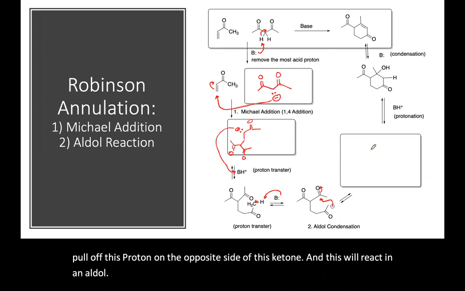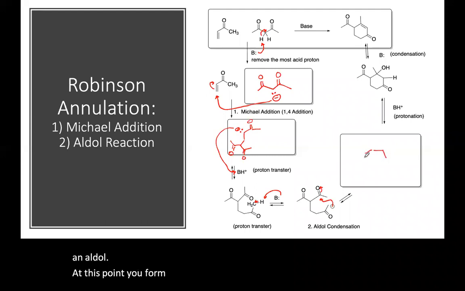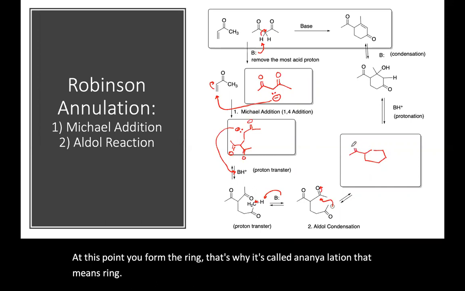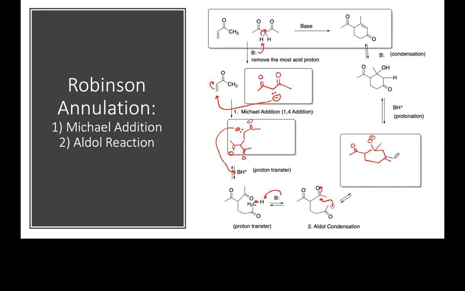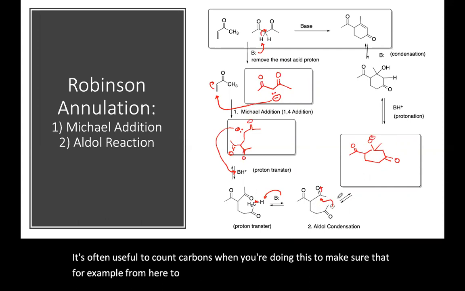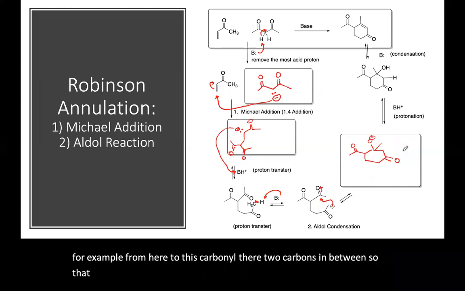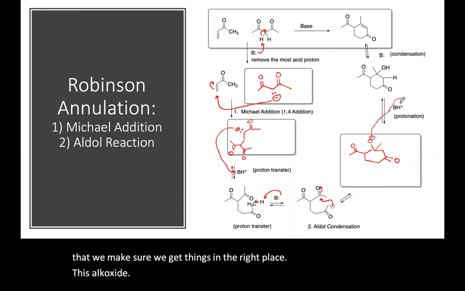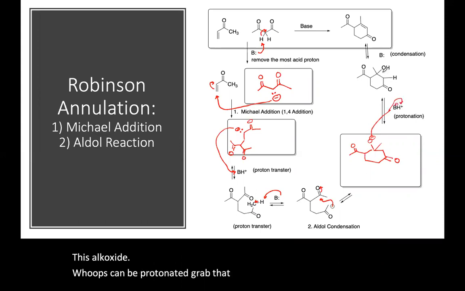At this point, you form the ring. That's why it's called an annulation. That means ring. It's often useful to count carbons when you're doing this to make sure that, for example, from here to this carbonyl, there are 2 carbons in between, so that we make sure we get things in the right place. This alkoxide can be protonated. Grab that proton, and we form the alcohol.